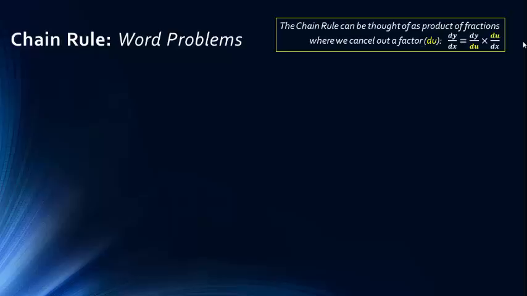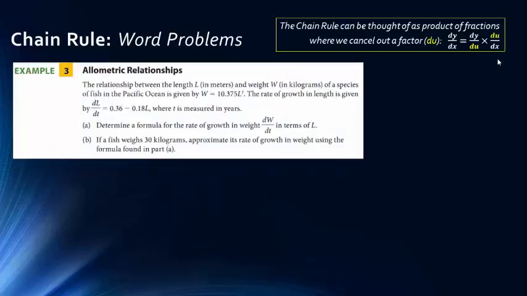It's kind of like a cheat or a workaround in a video game where we can get in there and figure out problems this way. So let me throw a problem at you that you'll be going, what? Okay, allometric relationships. The relationship between the length L in meters and weight W in kilograms of a species of fish in the Pacific Ocean is given by W equals 10.375 L cubed. The rate of growth in length is given by dL/dt equals 0.36 minus 0.18 L, where t is measured in years. Determine a formula for the rate of growth in weight dW/dt in terms of L. If a fish weighs 30 kilograms, approximate its rate of growth in weight using the formula found in Part A.